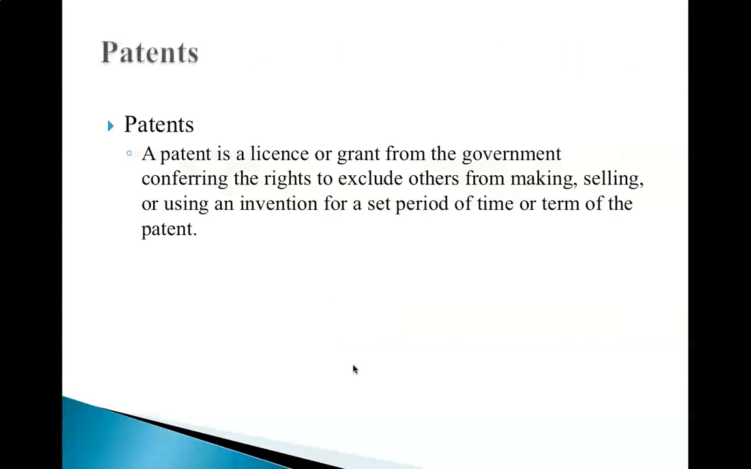The first thing we're looking at is patents. A patent is a license or a grant from the government giving the rights to exclude others from making, selling, or using an invention for a set period of time, or term of the patent. So, if you have a patent, it is not saying you are the only person that can use this. Rather, it is excluding others from making, selling, or using the invention.